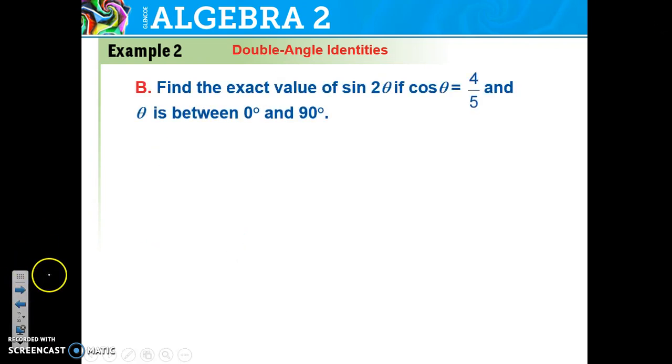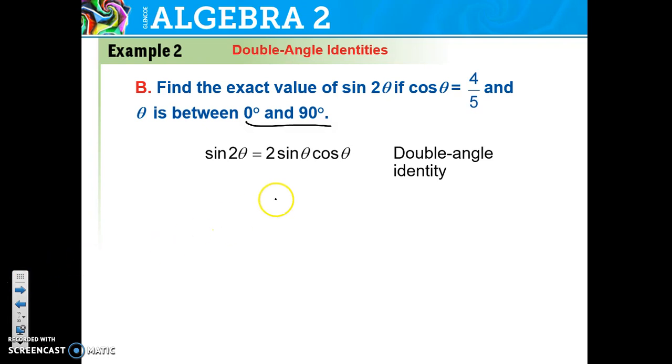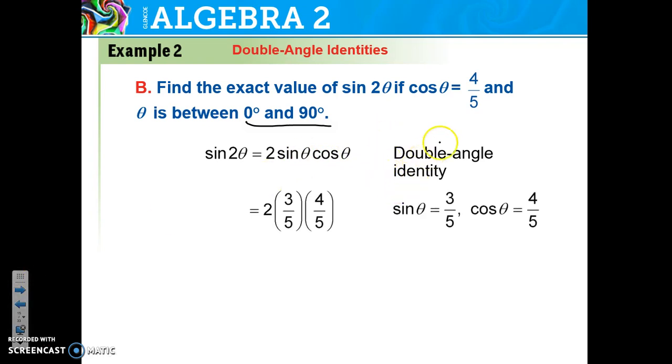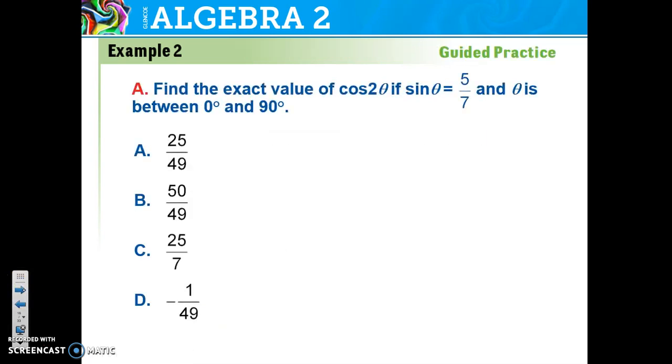All right, let's take a look at the second part of example 2. This time I'm going to find the exact value of the sine of 2 theta, if I know cosine is 4/5, and again, I'm working in the first quadrant. So here's my double angle identity for sine. It's 2 times the sine of theta times the cosine of theta. So if the cosine of theta is 4/5, sine of theta is 3/5, right? We got that from part A. We already figured that out. So I just multiply all those together and I get 24/25. Ta-da!